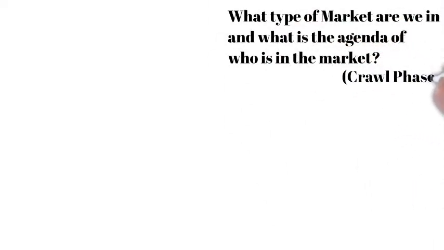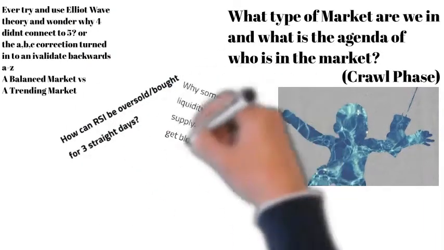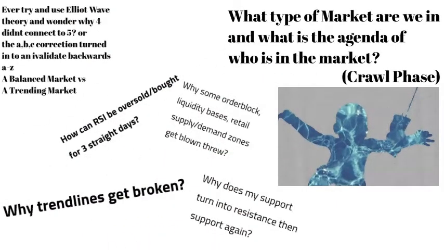So, in this section, we're going to talk about what type of market we are in and what the agenda is of who is in the market, right? This is going to help us really get a perspective of who's in the market, what they're trying to do, and how we can align our trades up with them, right? So, right now, I just put a bunch of questions up there that retail gets trapped using, these indicators and just these weird theories that don't make sense and all of that.